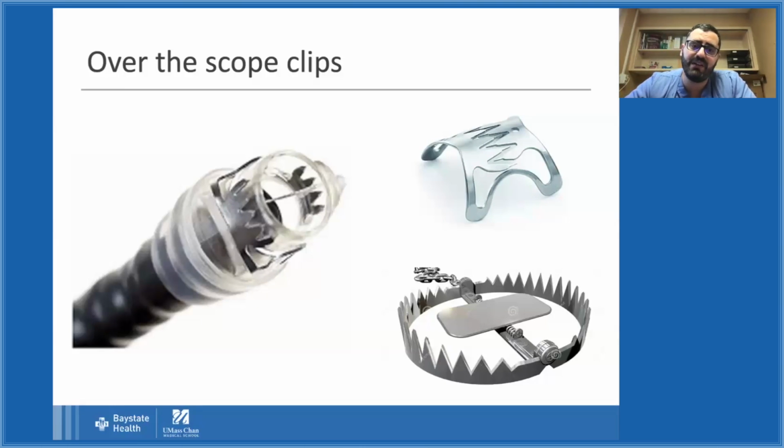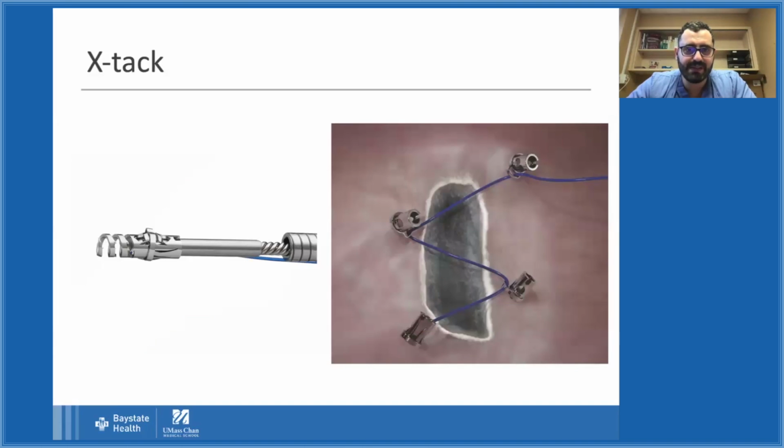tool. The downside of it is you can't close big defects with this. You can close very small defects. Okay. And then we move on to this other tool we called X-Tack. Pretty much this tool is a bunch of screws connected with a thread. So we insert the screws around the lesion, around the defect, and then with this thread, we just pull it out, and the defect will close.